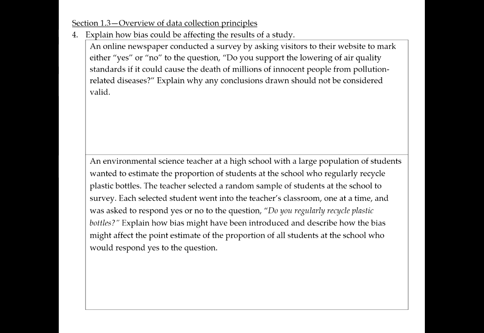The last learning objective in section 1.3 is also about bias. In this learning objective, we want you to explain how bias could be affecting the results of a study. The first example here says, an online newspaper conducted a survey by asking visitors to their website to mark either yes or no to the question, do you support the lowering of air quality standards if it could cause the death of millions of innocent people from pollution-related diseases? Explain why any conclusions drawn should not be considered valid.